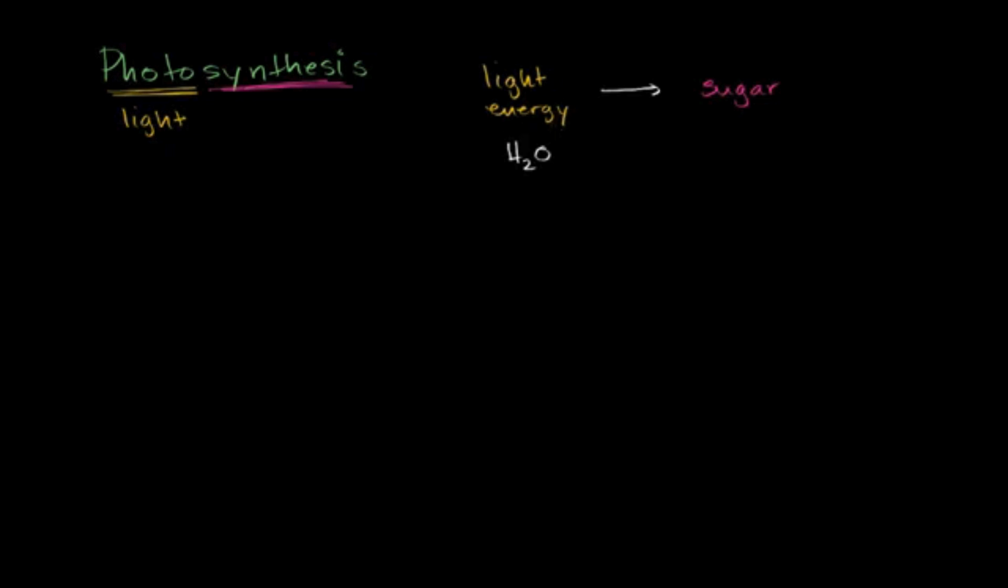And we're also going to need some carbon dioxide, really as a source of carbons, because there's a lot of carbon in those sugars. We're essentially going to fix the carbon. We're going to take it from this carbon dioxide gas, and we're going to incorporate it into organic molecules and eventually into the sugar.